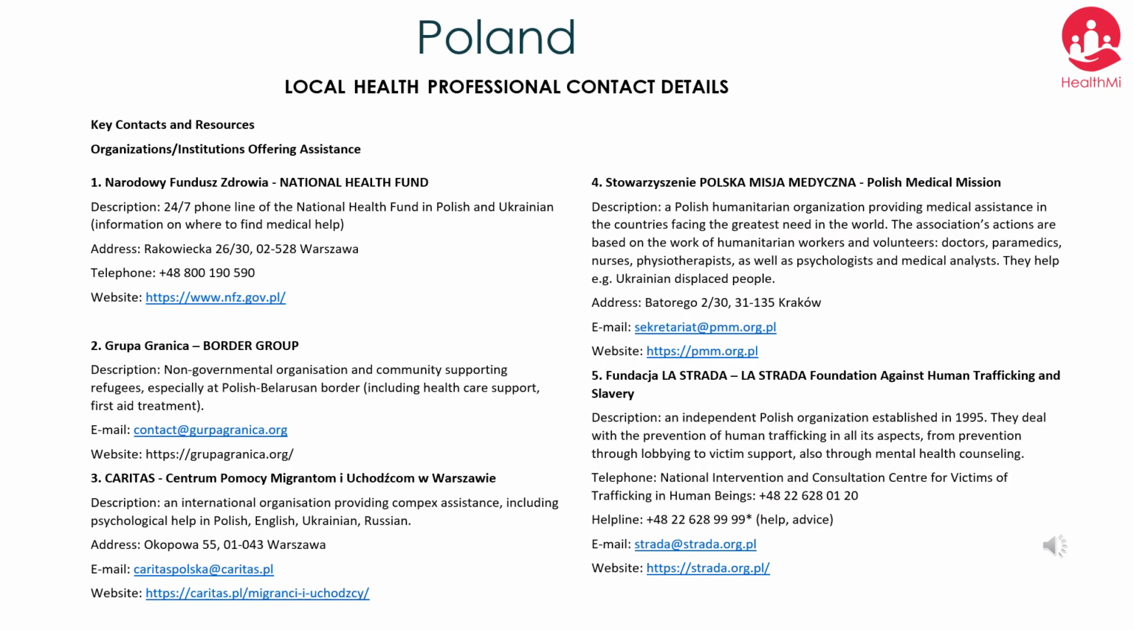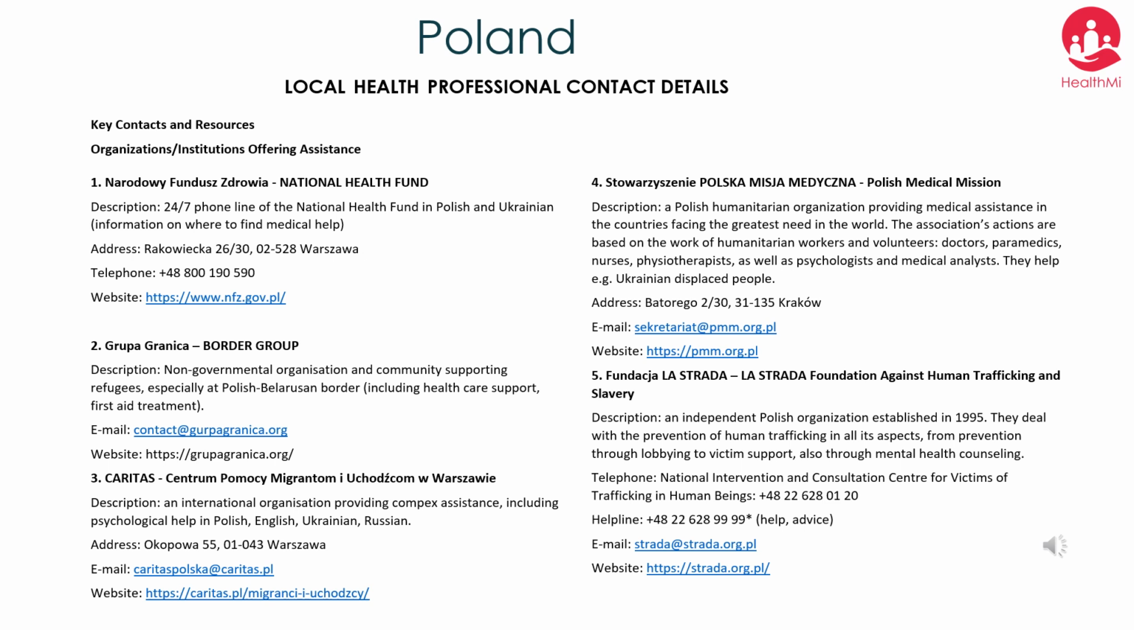Key contacts and resources: organizations and institutions offering assistance. Narodowy Fundusz Zdrowia, National Health Fund. Description: 24/7 phone line of the National Health Fund in Polish and Ukrainian.